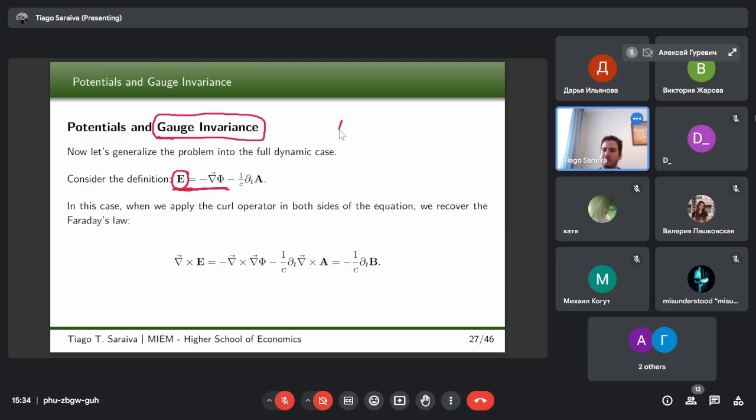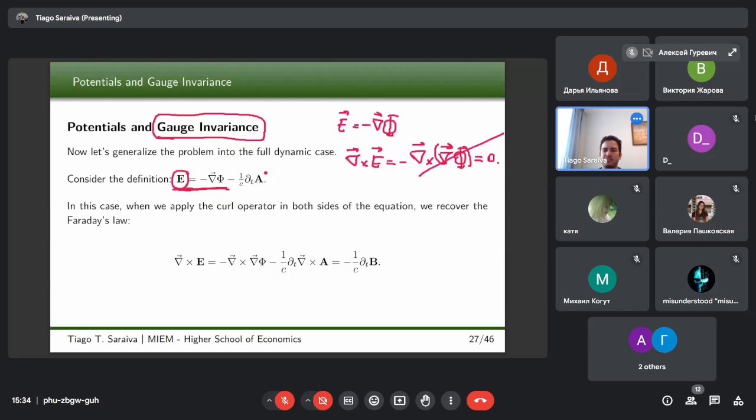If you have that E is minus gradient of phi, it means when you take the rotor of E, this will be minus rotor of the gradient of phi, which is automatically 0 because of a vector property of the operators. Okay, so if this thing is 0, it means that Maxwell equation is satisfied automatically, right?